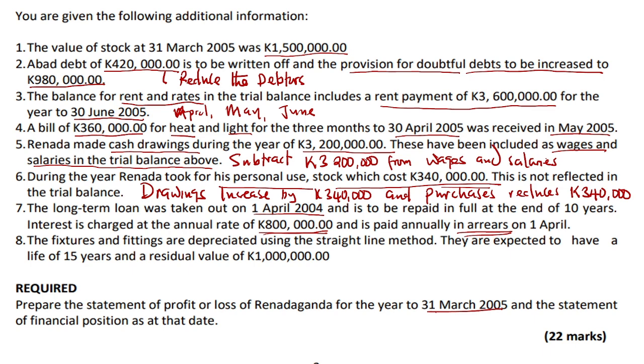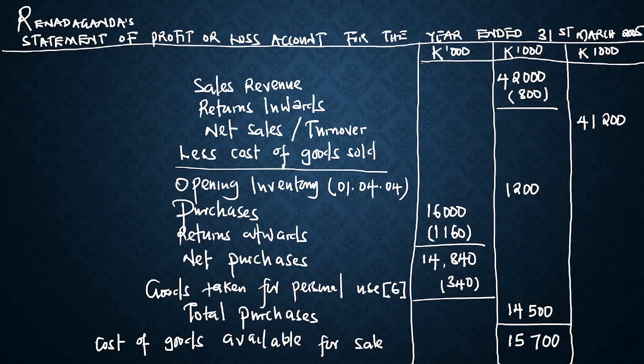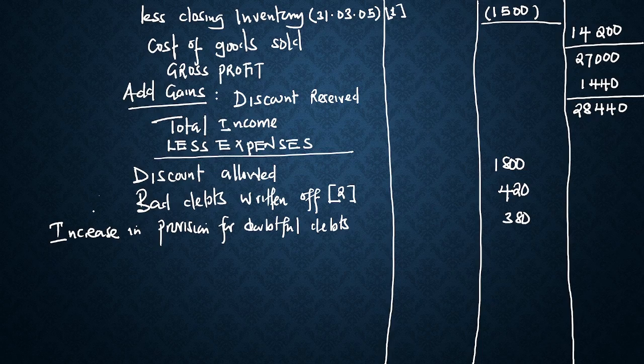Adjustment number 5. Remember, we are told that this person made some cash drawings during the year of 3.2 million. Those have been included in wages and salaries in the trial balance above. So you deduct them from the wages and salaries, and then you add them to the drawings, meaning our drawings is also going to increase by the 3.2 million. Is that clear? Yes, it's clear.